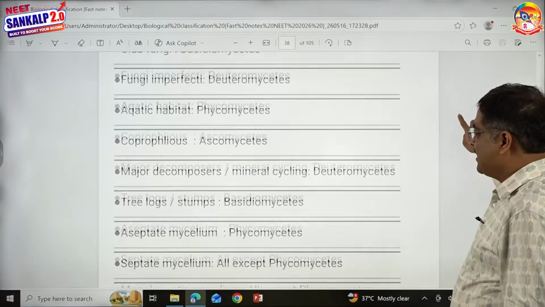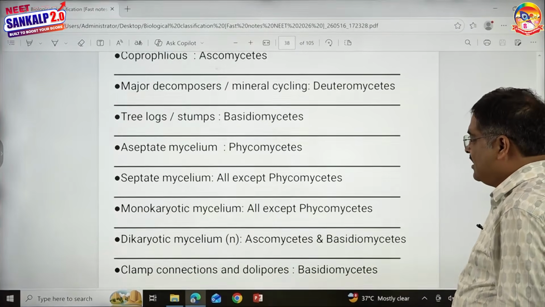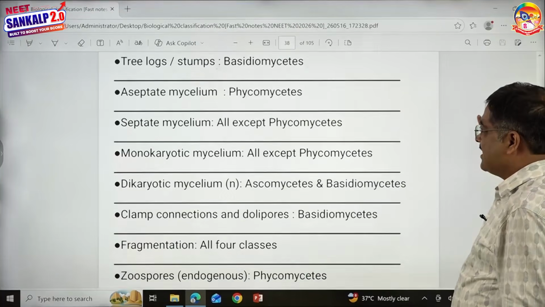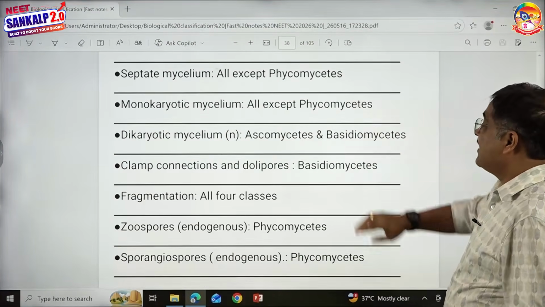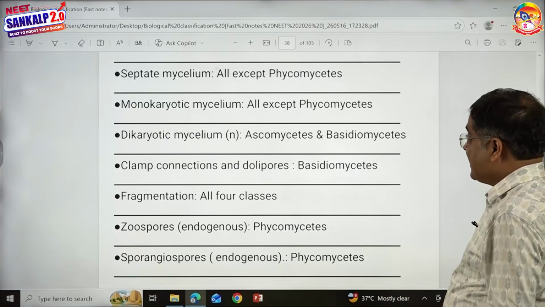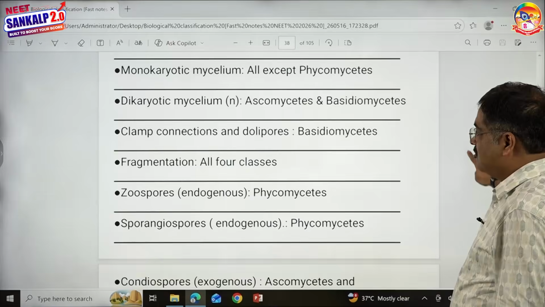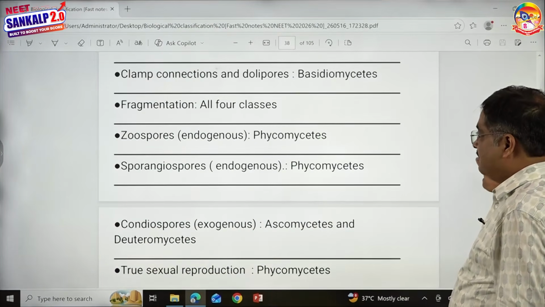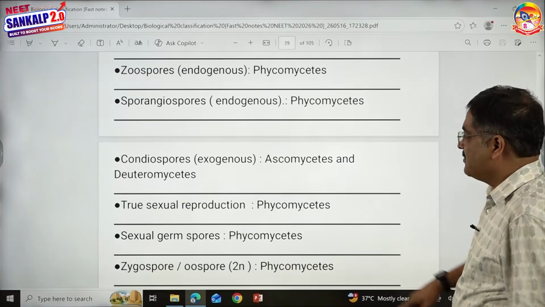Coprophilous, major decomposers, Deuteromycetes, tree logs and stumps, Basidiomycetes. Aseptate mycelium, Phycomycetes, very important. Septate mycelium, all except Phycomycetes. Monokaryotic, all except Phycomycetes. Dikaryotic, very important, Ascomycetes and Basidiomycetes. Clamp connections, only Basidiomycetes. Fragmentation, all four. Zoospores, Phycomycetes. Sporangiospores, Phycomycetes. Conidiospores, this point is important.